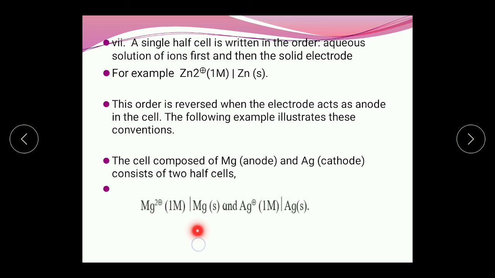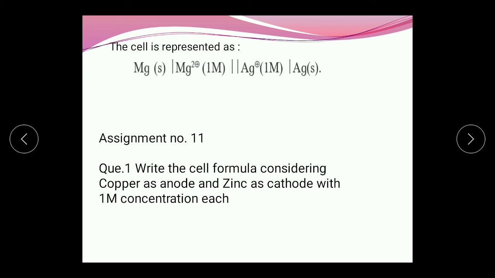So magnesium will be anode, but while writing the formula, Mg solid will come first, then vertical line, and then Mg plus 2 with its concentration in bracket, that is 1 molar. In the same way, silver, Ag and Ag plus, the convention of cathode will be the same. That means first the ions and then the electrode. Hence, the cell is represented as Mg solid vertical line Mg plus 2 (1 molar), double vertical line Ag plus (1 molar), single vertical line Ag solid. So this will be the representation of a cell.